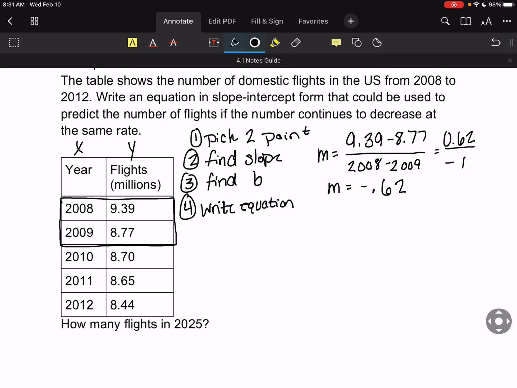So now we need to find b. So I'm going to use this first point here, and I'm going to plug in 9.39 for y is equal to my slope, which is negative 0.62 times 2008 plus b. So now I'm going to do 0.62 times 2008, which is going to be negative. I'm trying to make sure that I'm doing this right.